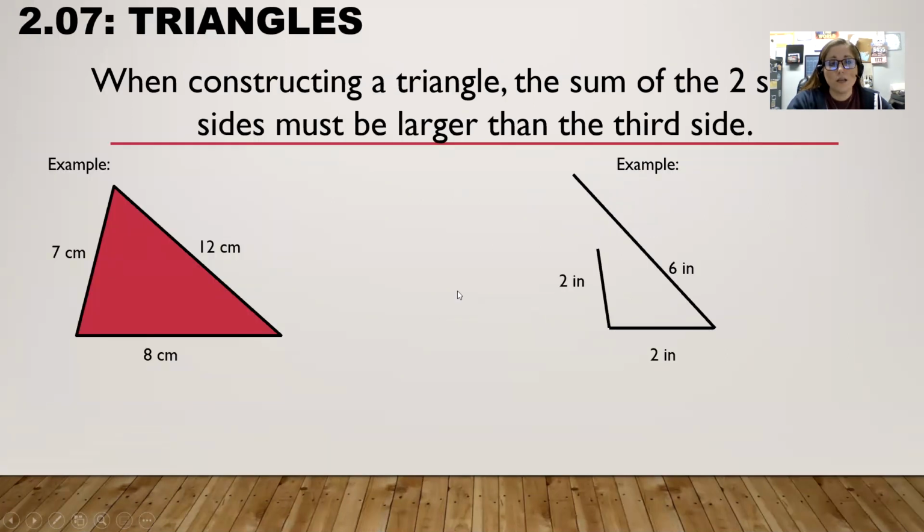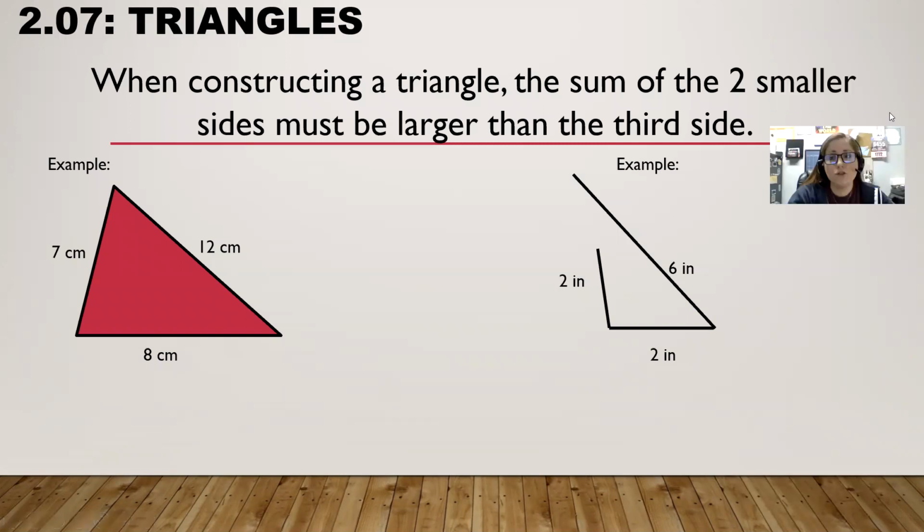When you're constructing a triangle, you have to make sure that the sum of the two smaller sides of that triangle is larger than the third side. What that means is, if you have the measurements of each side of that triangle, you're going to take the two smaller sides, add them together, and make sure they add up to a number that is larger than that last side.